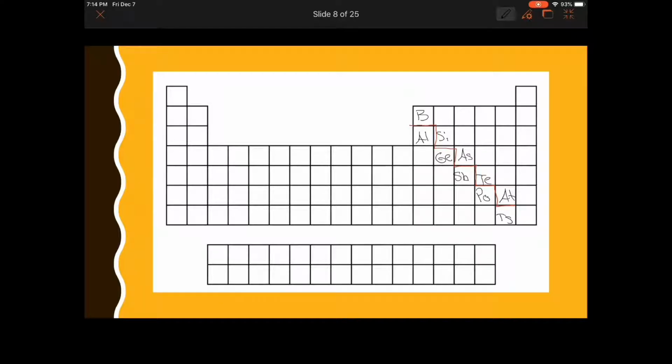So I said the semiconductors or the metalloids were B, Si, G, As, Sb, Te, and Po. So that's what I'm going to make that look like. I'm going to color that in just like that.